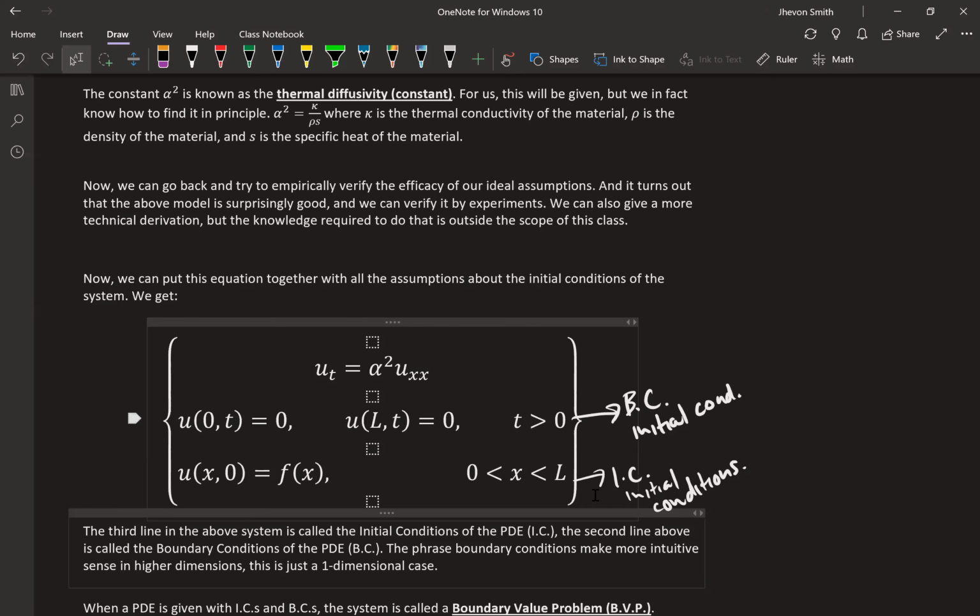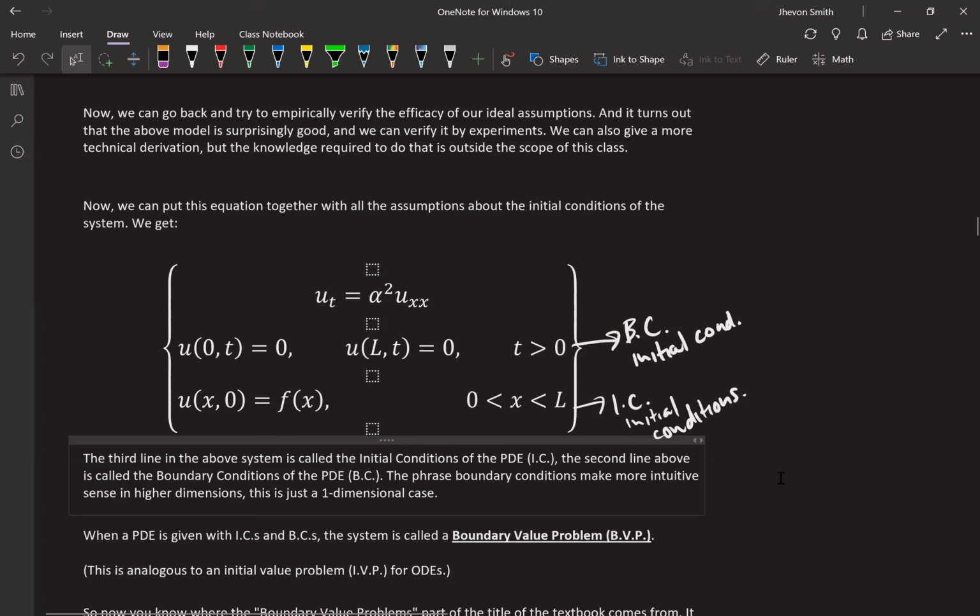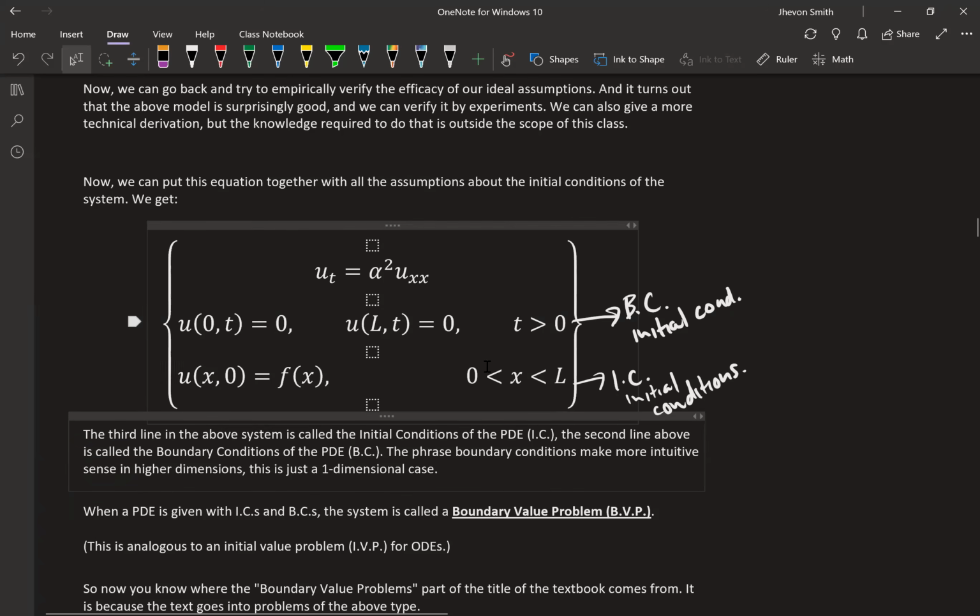Okay, let's continue. Now this guy here, whenever you have a PDE, you're given boundary conditions and initial conditions. You call that a boundary value problem, right? So this is analogous to an initial value problem for an ODE. Now you know the name of your textbook is Elementary Differential Equations and Boundary Value Problems. Now you know where the name Boundary Value Problem comes from. It comes from studying problems like this. It's studying PDEs where you're given conditions initially, as well as conditions on the boundary of the PDE.